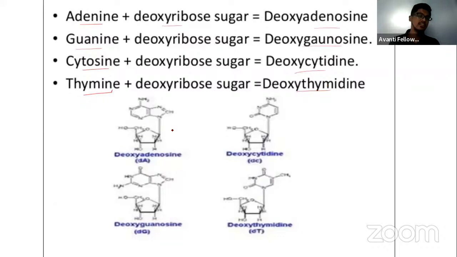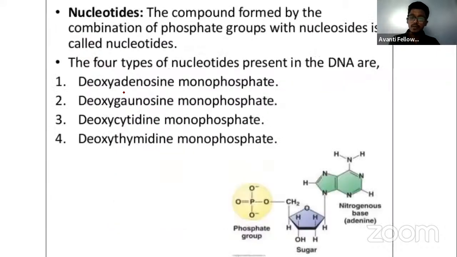And you can see the change in the structure. It was an individual sugar group. Now it has combined with a nitrogenous base, and this whole structure is called a nucleoside. Correct? So next we go for the monomer. That is a nucleotide.